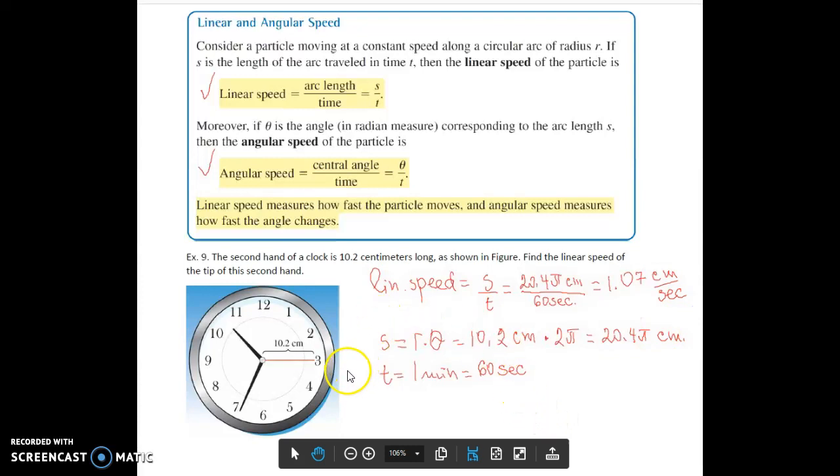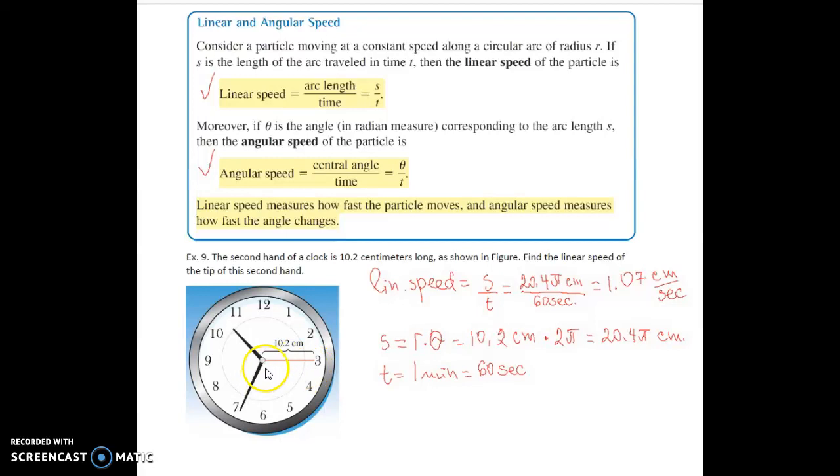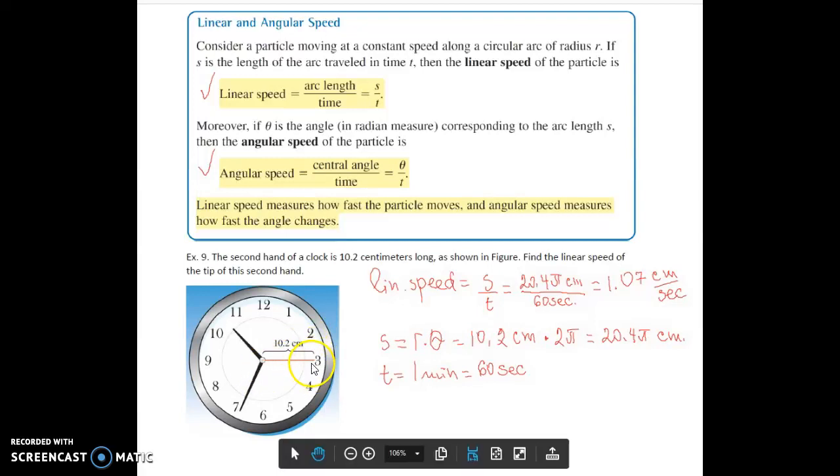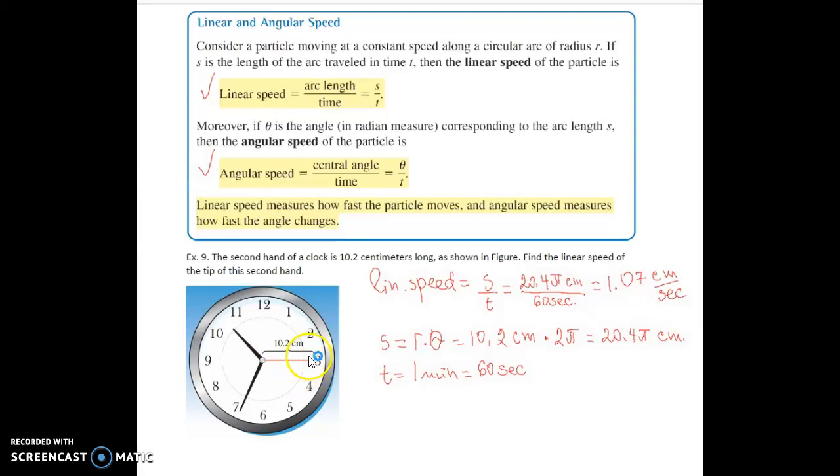Well, that kind of makes sense, that it's not exactly 1 centimeter per second. The bigger our clock gets, the more speed the tip of that second hand will travel. The smaller the clock hands, if we try to do that for a little watch, then it's traveling a lot less than a centimeter per second. The remainder of the notes will be in a separate video.